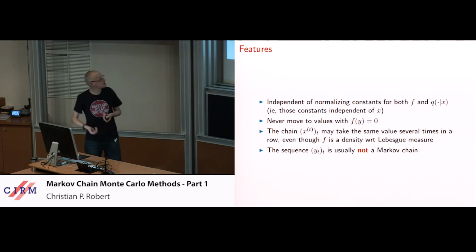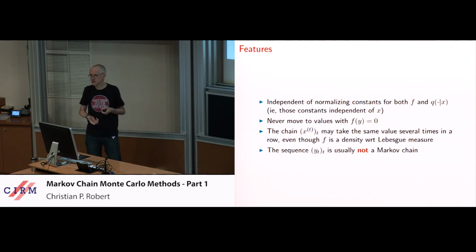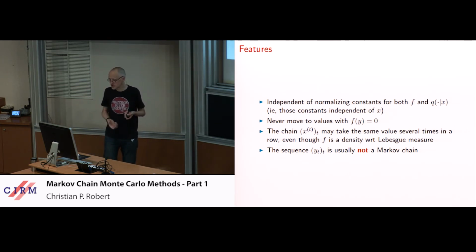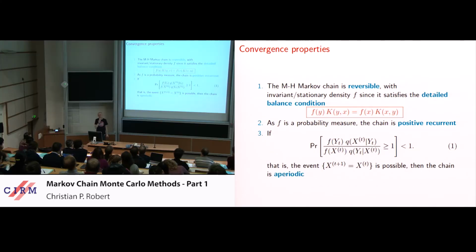And the last point that is not of direct interest, except if we do Rao-Blackwellisation tomorrow, is that yt, so the sequence of simulated values, itself is not a Markov chain. Associated with xt, it constitutes a Markov chain, but by itself it is not. It's more of an HMM, if you want. Okay, so the first question is, why does it work?